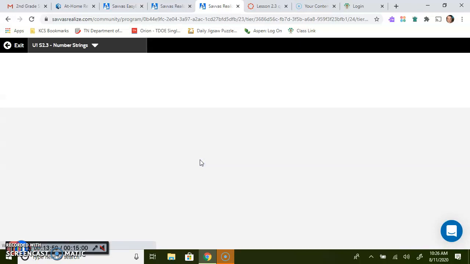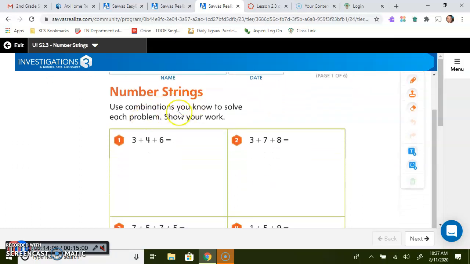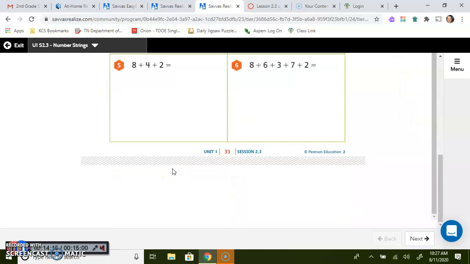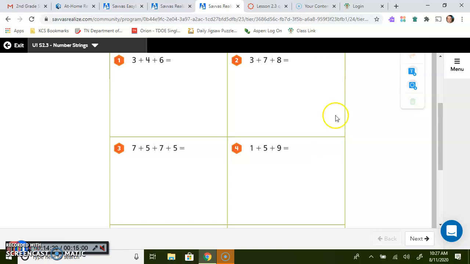And then these number string pages. There are a lot of these number string pages. What you're going to do is use combinations you know to solve each problem, and show your work. So if you just put an answer on these pages, that's not going to count. You've got to show me how you figured these out. And there are a lot of these pages. You're going to have time to work on these tomorrow as well. So don't worry if you can't get to all the pages. I would suggest getting about half done if you can.